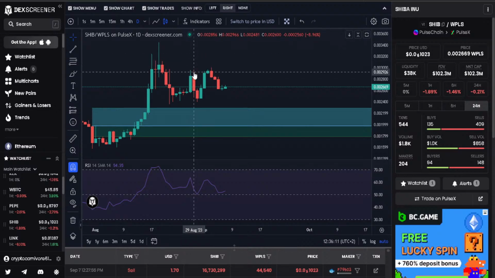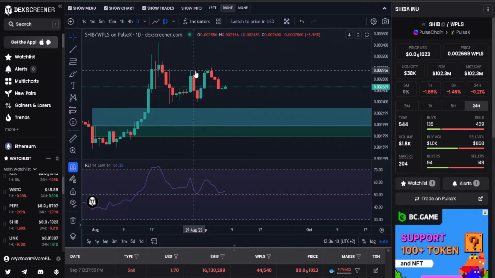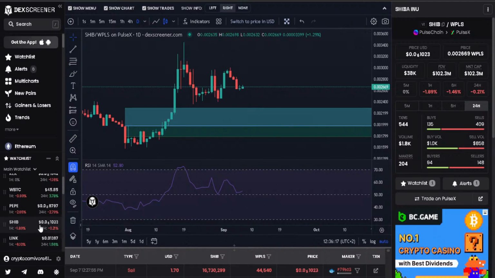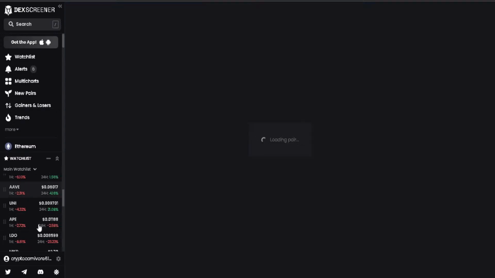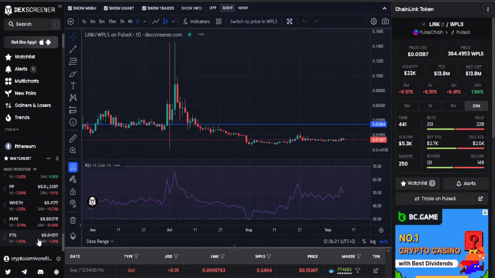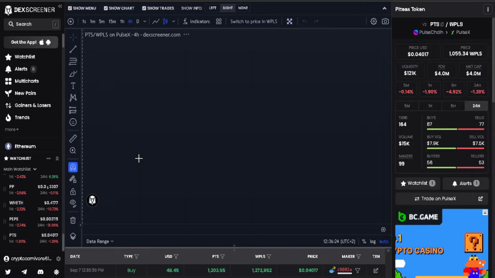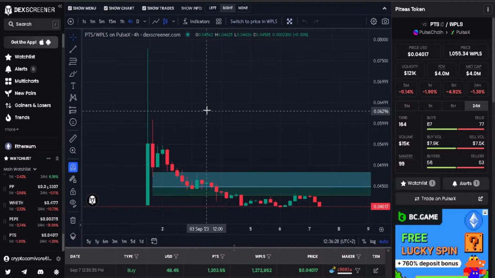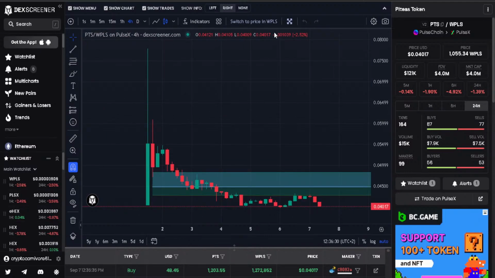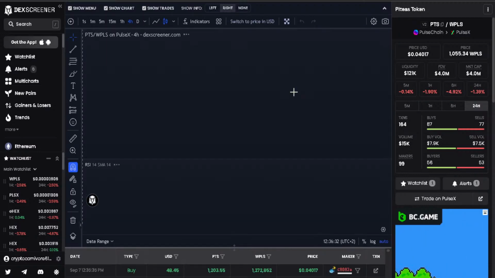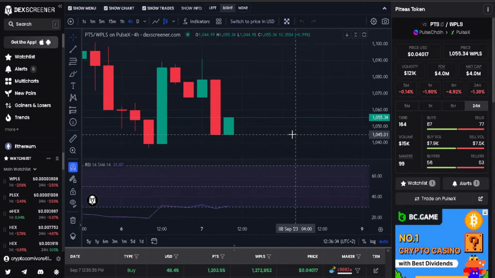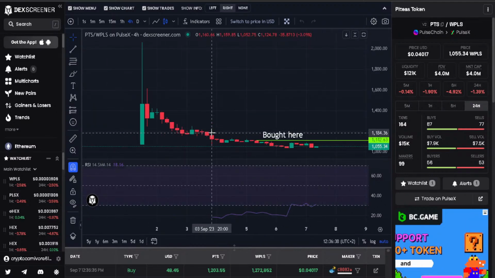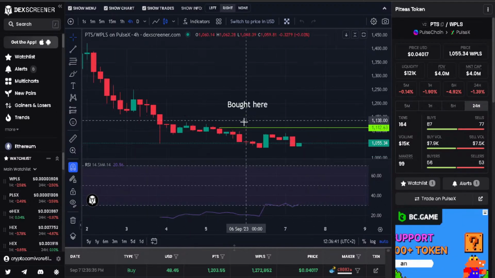Not really, because that wick was higher there. Yeah, I would want this to come down a little bit more before I get interested in this. PTS is the DEX aggregator coming down hard now versus USD. Still have higher lows here. I bought back here because I sold this tippy top here.